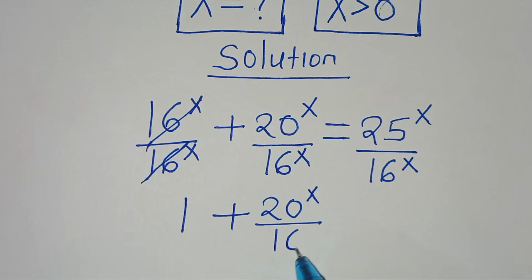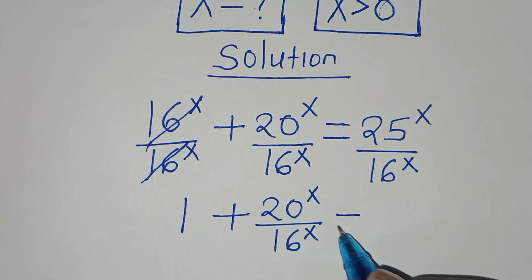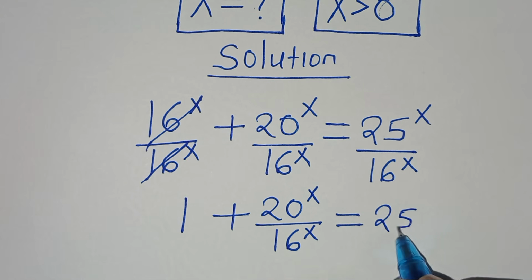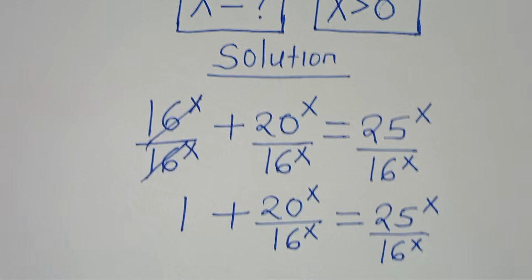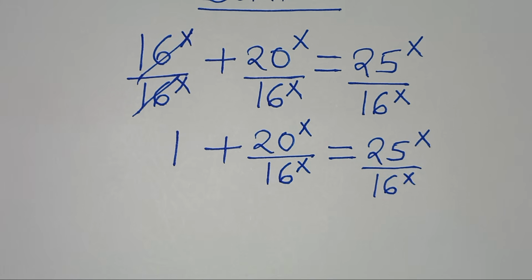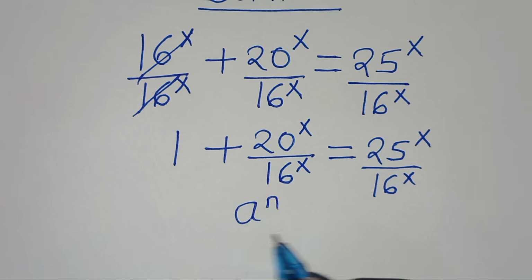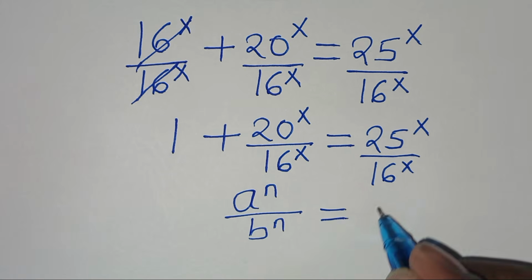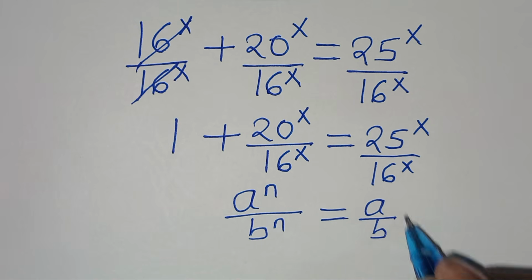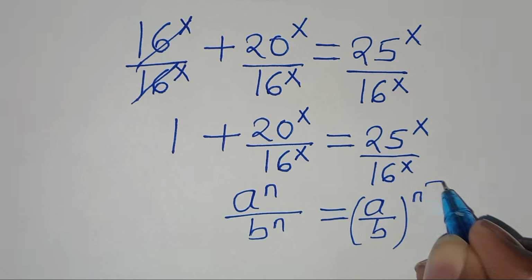16 to the power of x, so this is 1 plus 20 to the power of x divided by 16 raised to the power of x. This is equal to 25 raised to the power of x divided by 16 raised to the power of x. Now, this is actually in the form of a to the power of n divided by b to the power of n, which we can express as a over b raised to the power of n.